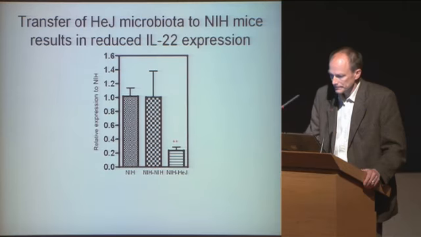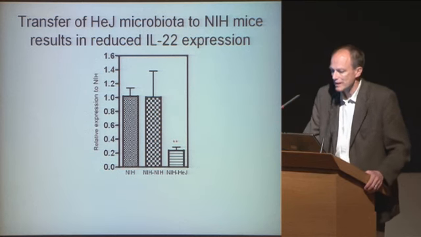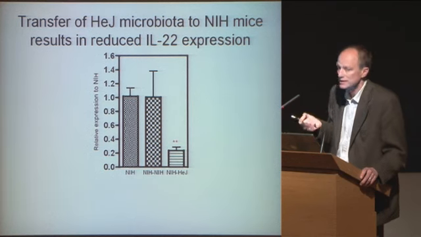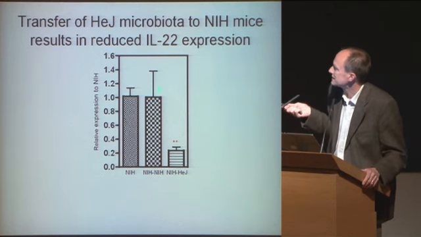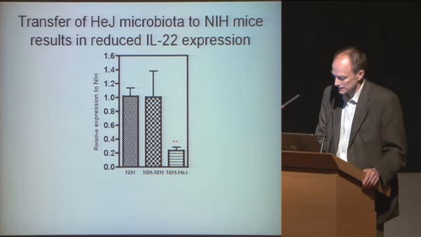So if that's true, then let's do the reciprocal experiment. What happens when we put the susceptible feces into resistant mice? You predict that we should see less IL-22 because that was linked with the resistance, and that's exactly what we see. The IL-22 goes down when we put in this HEJ feces.